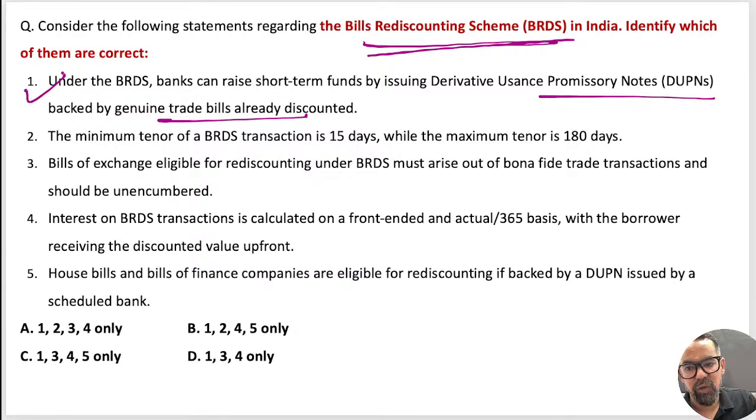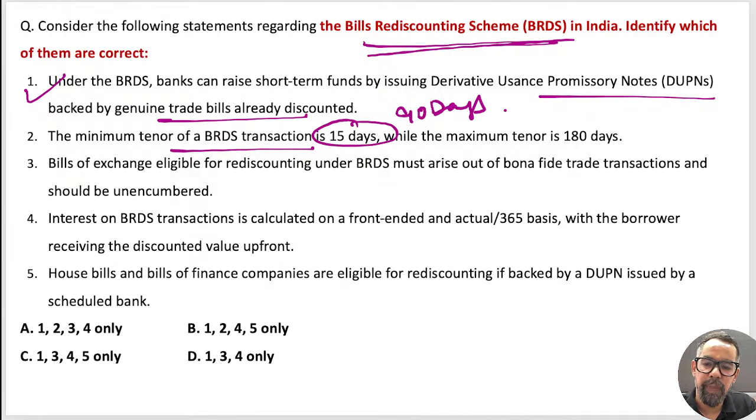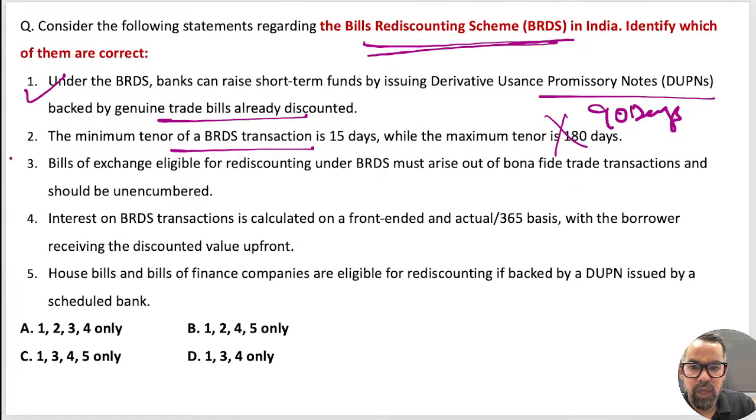So first statement is true. The minimum tenure of BRDS is 15 days. It was 90 days, right? The maximum is 90 days actually. So 90 days. Minimum should be 15 days only, but the maximum is 90 days. So this part should be wrong. It is maximum 90 days only.